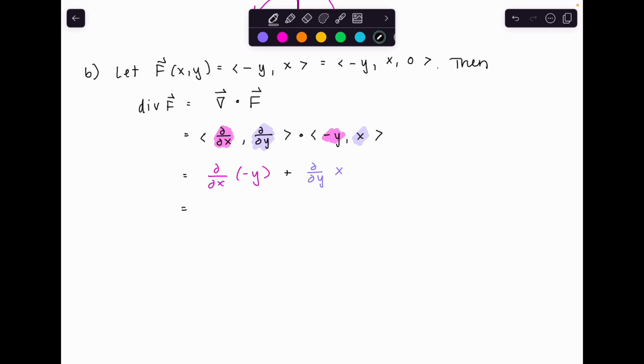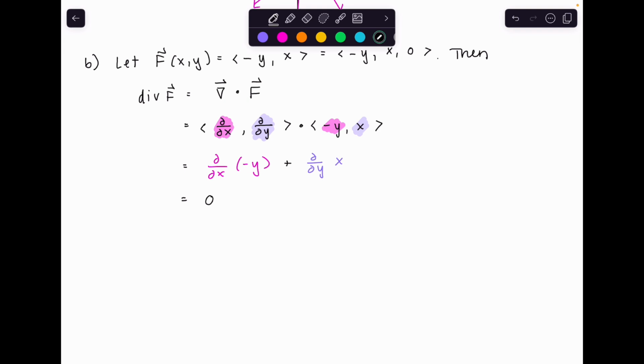So in this case, that is 0 and 0. So the divergence is 0. So I'm not likely to leave this area essentially. Now if I find the curl of this vector field, that's instead the cross product.